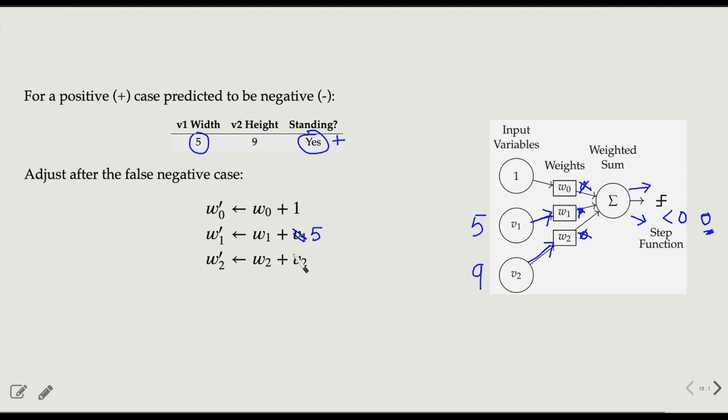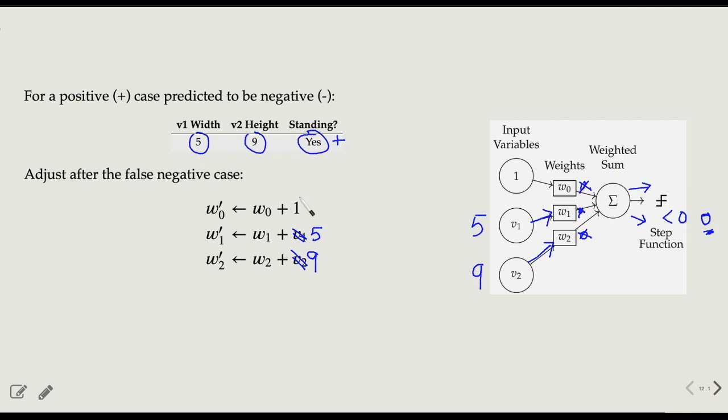And then for V2, the height of V2 is 9. Okay, I'm going to add 9 to W2. Think about this case. This case should be standing. So we understand that when it's standing, the height is greater than width. When we update the weights, we are adding more value to W2 than W1 because the height of V2 is greater than V1.